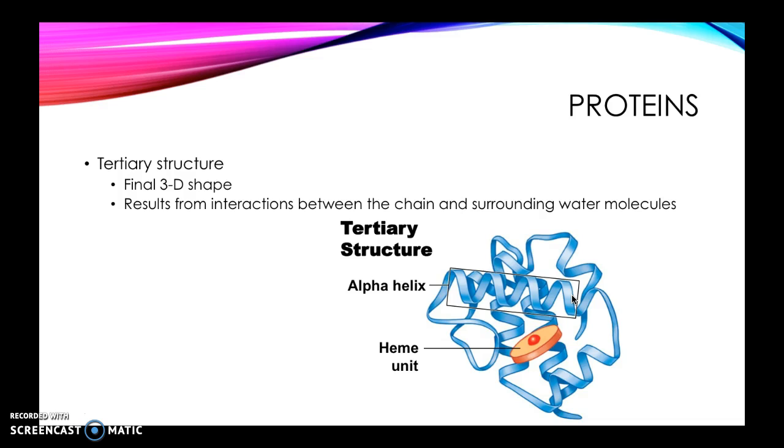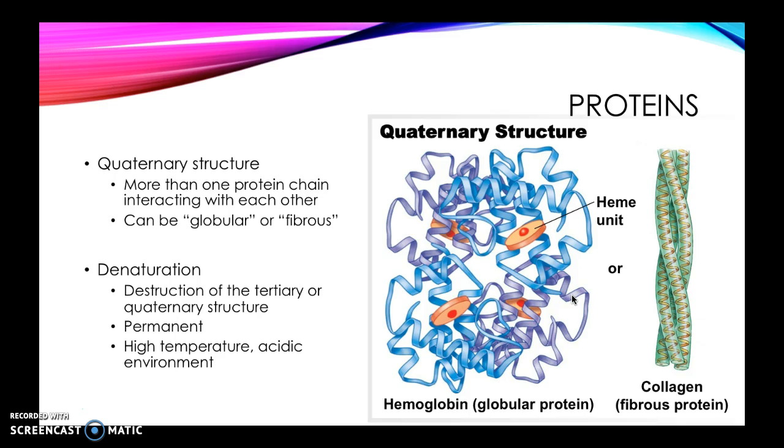The tertiary structure of a protein is the final 3D shape. This structure results from the interaction of the protein chain with the surrounding water molecules. This picture shows a protein that will form part of hemoglobin. Some complex proteins also have a quaternary structure. This is when two or more protein chains interact with each other.